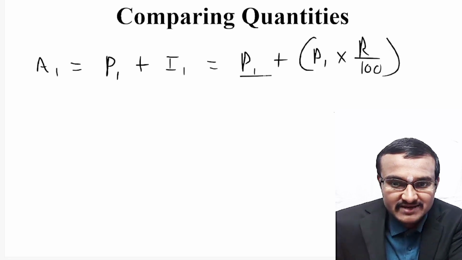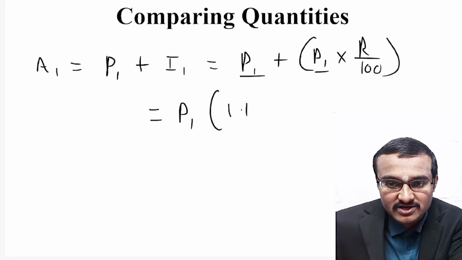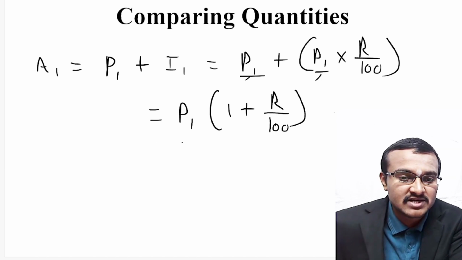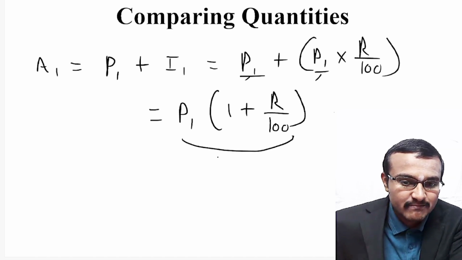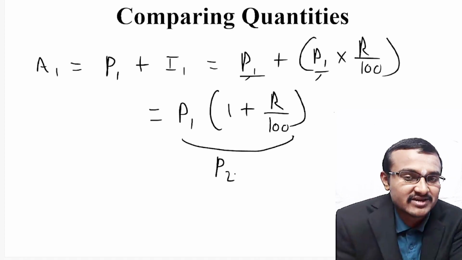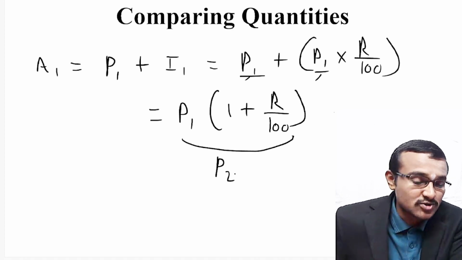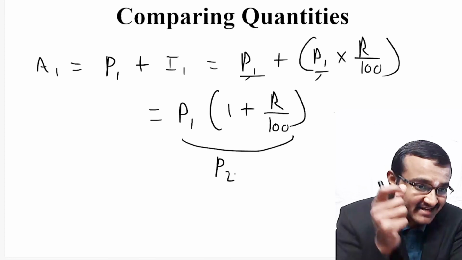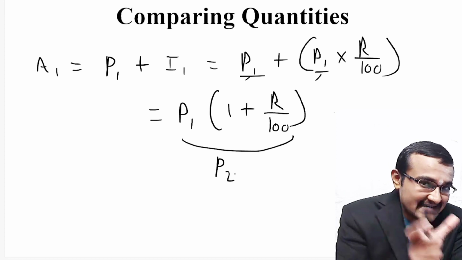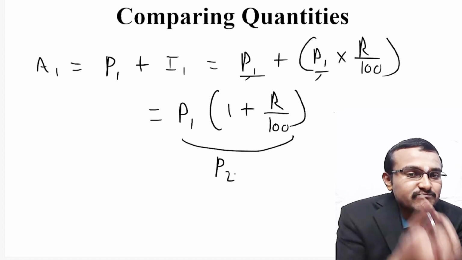So you can take P1 common here. When you take P1 common, it will become 1 plus R by 100. So when you took P1, 1 will be remaining, and when you take P1 from here, R by 100 will be remaining. So this will be your P2, because the amount for the second year will be P2, the amount 1. Amount 1 is actually the amount which you are getting at the end of first year. So for the second year's interest, the entire amount 1 will become P2.